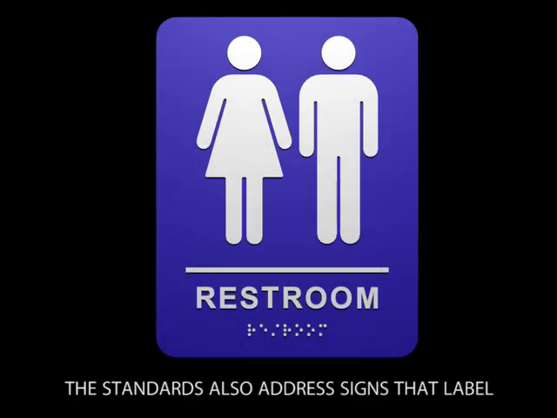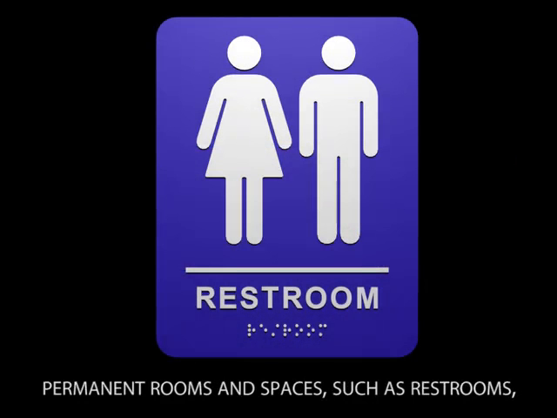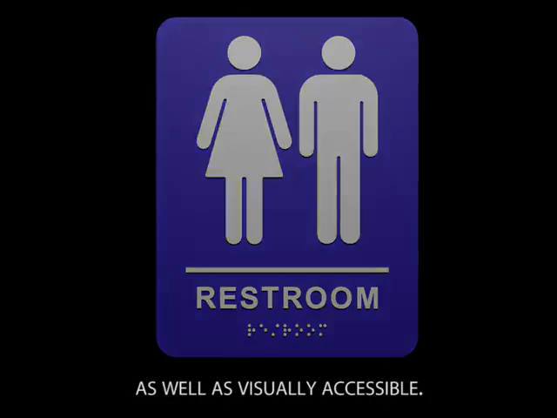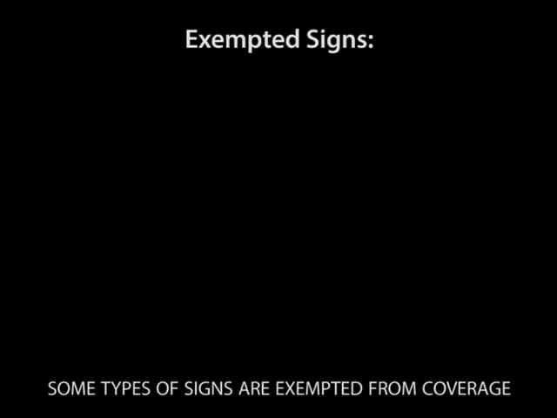The standards also address signs that label permanent rooms and spaces, such as restrooms, and require them to be tactile as well as visually accessible. Some types of signs are exempted from coverage and are not required to comply.